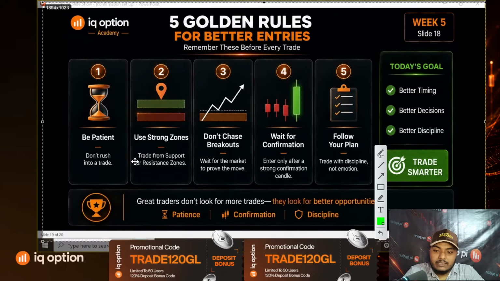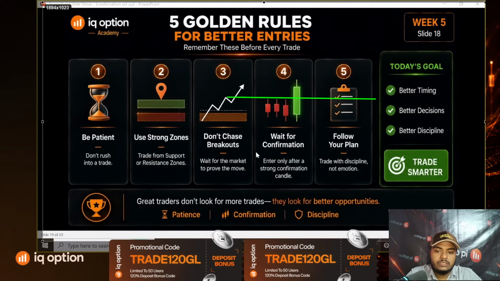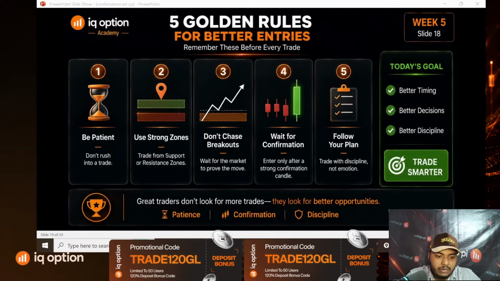The third thing is do not chase breakouts. As I told you, just wait for the market to give you confirmation. Suppose this is a resistance area, and you see the market become weaker at your resistance area and give you a very good sellers' confirmation, that's very good for you. Just watch the market, watch how the candles actually behave. And the fourth is wait for confirmation. After getting all this, just wait for confirmation.